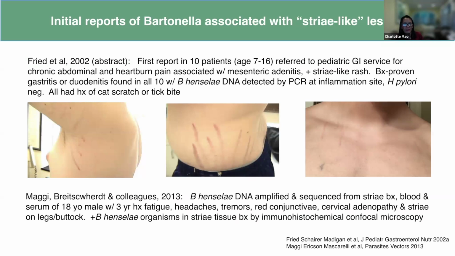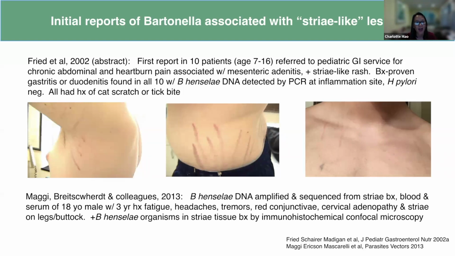Talking a little bit more about these striae lesions, I want to stress this because they are a very valuable diagnostic tool for clinical diagnosis of Bartonellosis when, say, a PANDAS patient might not have testing that supports a lab diagnosis of Bartonella. But if you see these types of cutaneous lesions, then you need to think about Bartonellosis.